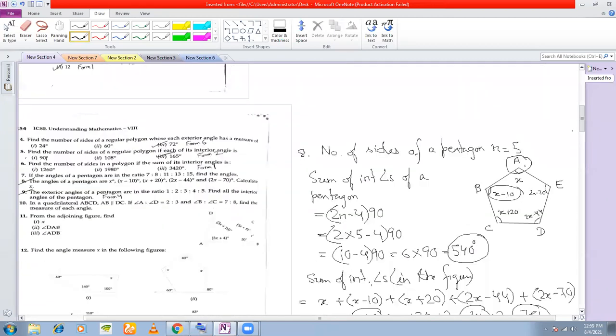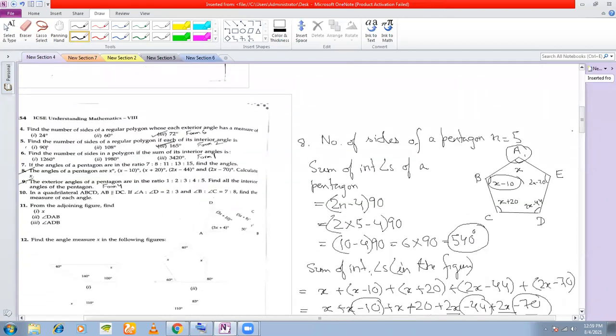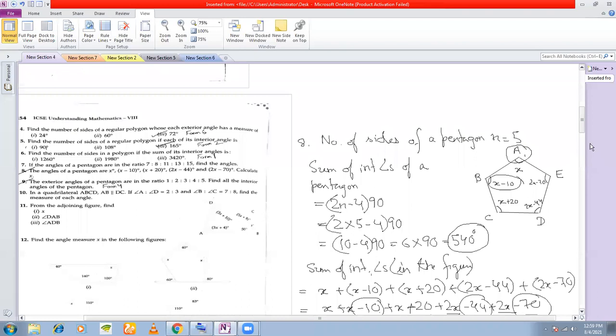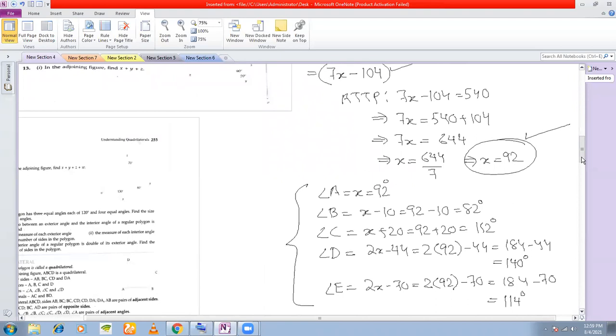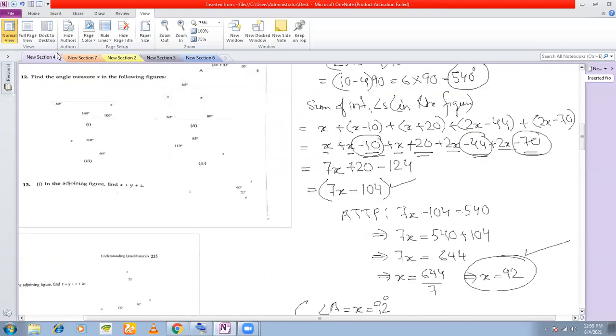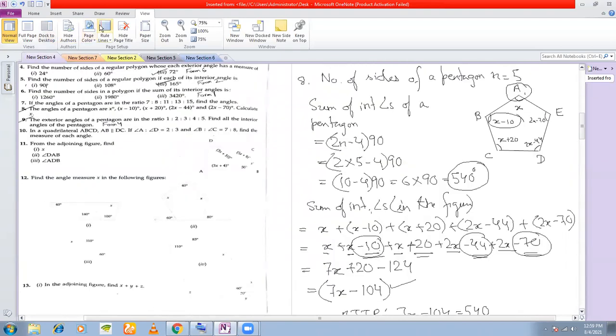This problem? Yes, sir. We have found out x here; you only needed to calculate x, so you could have left your answer here only. x is equal to 92. Otherwise, if they asked you to calculate the angles of the polygon, then you can calculate all this. Here they only asked you to calculate the value of x. Okay, that's it. So next question.